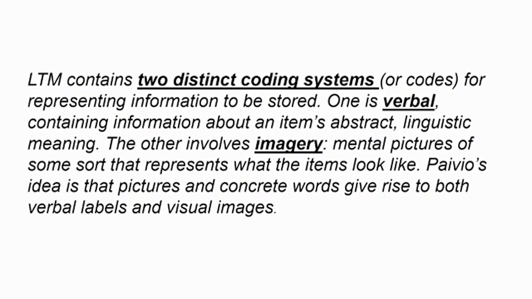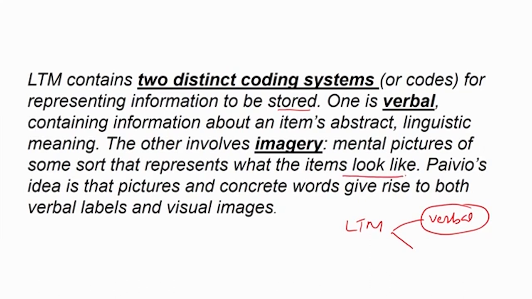And what is this idea that he propagated? He says that the LTM contains two distinct coding systems. So, long term memory has not just the semantic coding system; there is another coding system for representing information to be stored. Paivio believes that the LTM uses two different codes for storing information. One is in the verbal domain, which contains information about an item's abstract linguistic meaning. Those meanings which are abstract, semantic and linguistic in nature are stored as the verbal code. And the other involves imagery, the mental picture of some sort that represents what the item looks like.